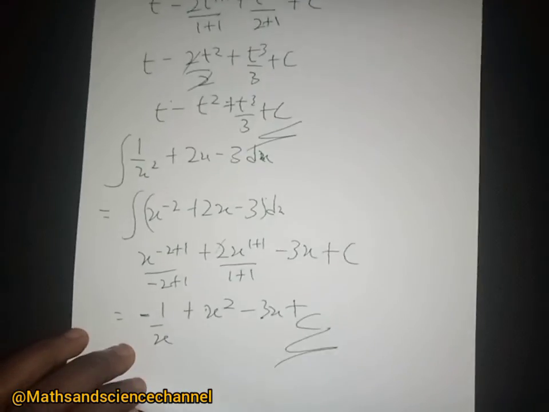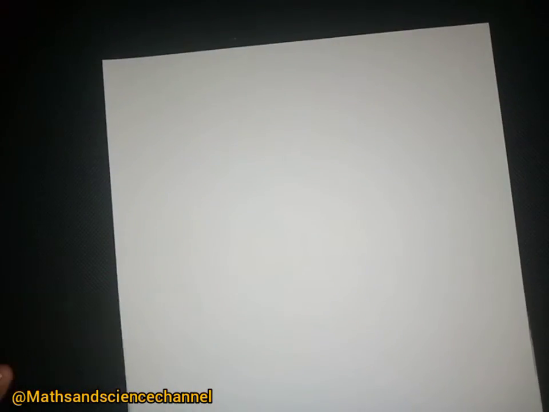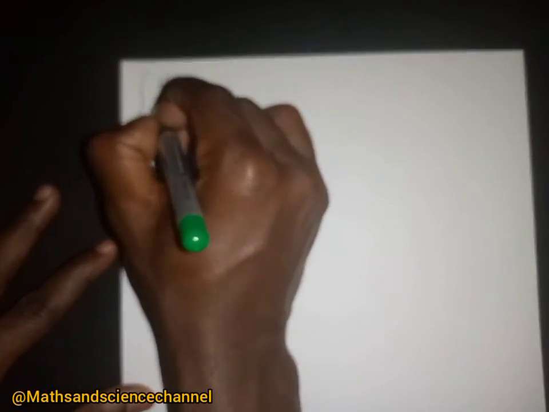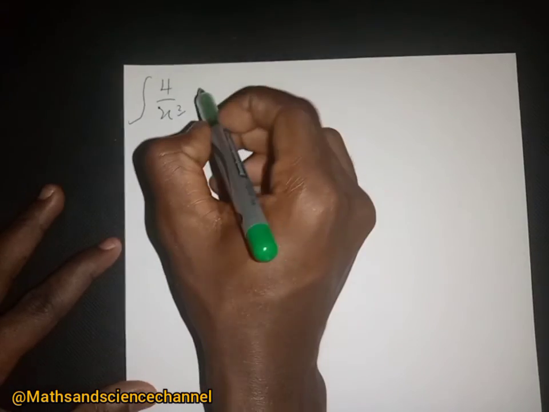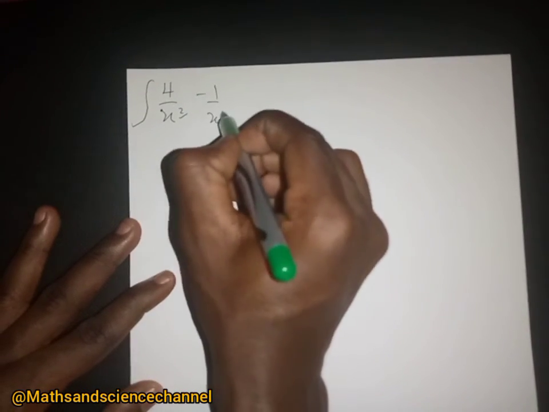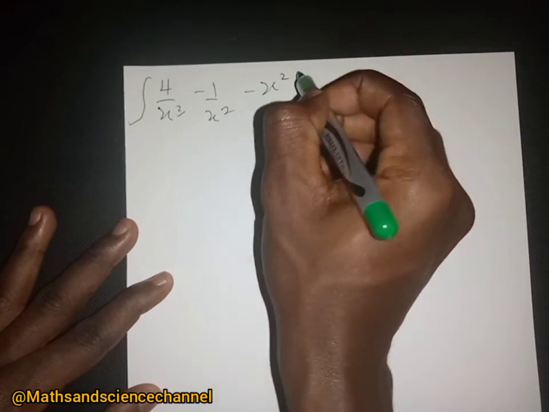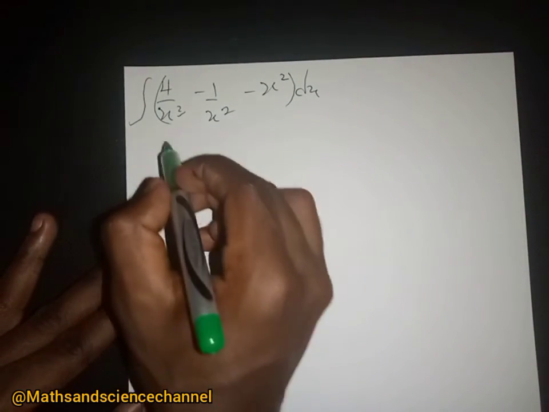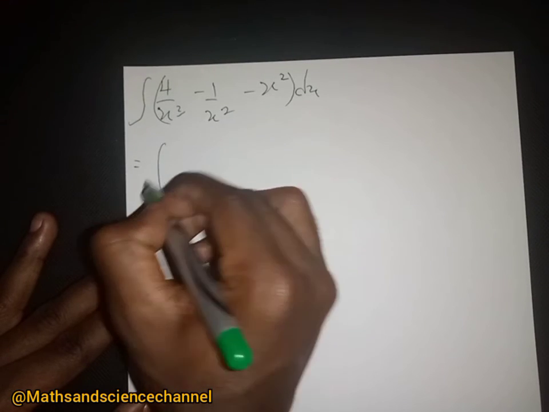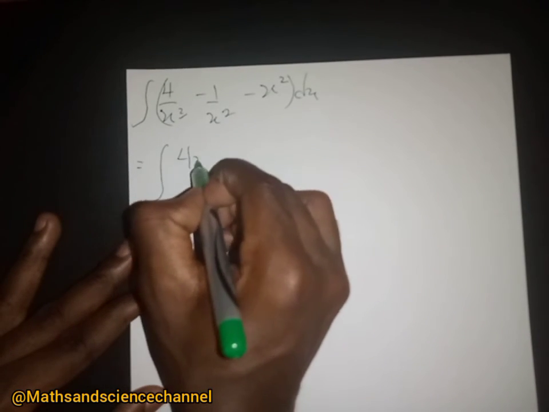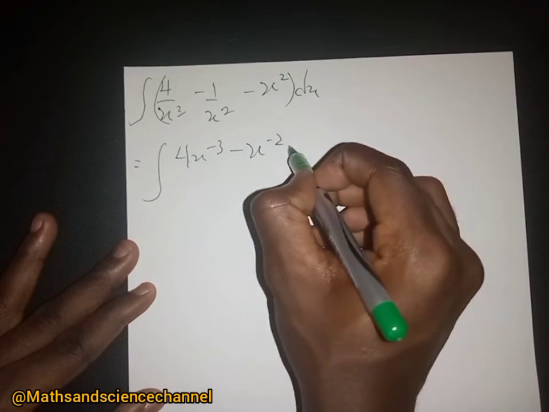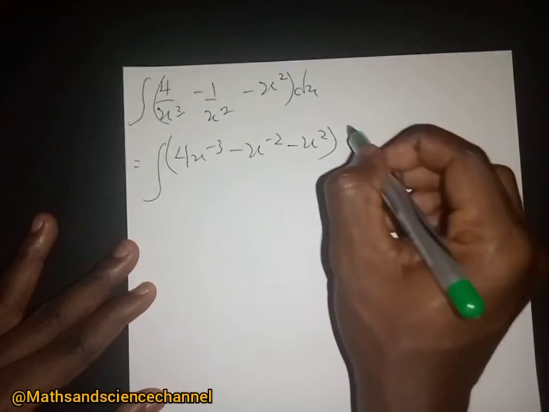Now we can still do more. So let's have the integral of 4 divided by x cubed, minus 1 over x squared, minus x squared, then we have the dx, right? So with this we can write this as x to the power minus 3, then x to the power minus 2, then x squared, then we have the dx.